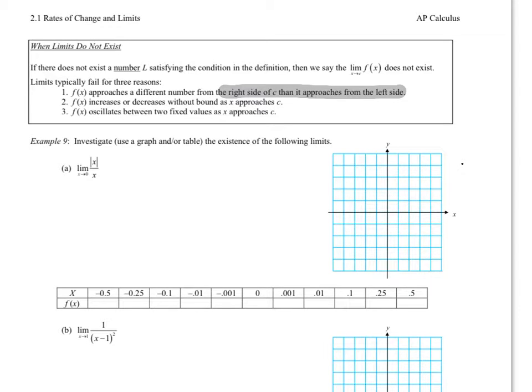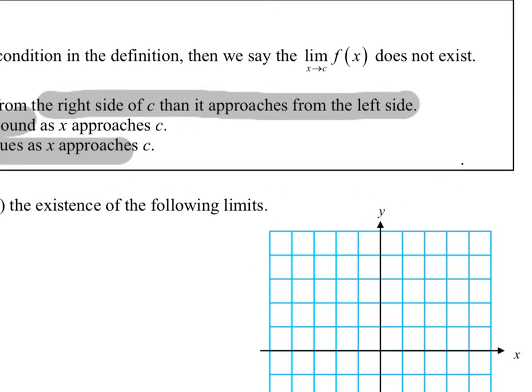2, the function increases or decreases without bound as x approaches c. And lastly, 3, it oscillates between 2 fixed values. So that's like your ADD function. Okay, so left and right, it approaches 2 different values. We've already seen that. Maybe it does something like this, and then something like that. Okay, so that's approaching 2 different values.